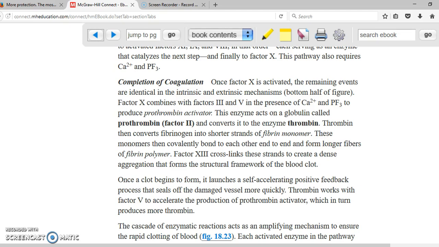Intrinsic factor and extrinsic factor, one thing that you should be aware of is that they need calcium in order to become activated, in order to make it work. So as you can see here, calcium is very important on that.